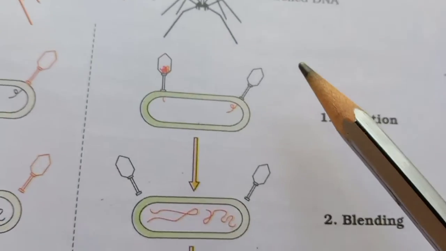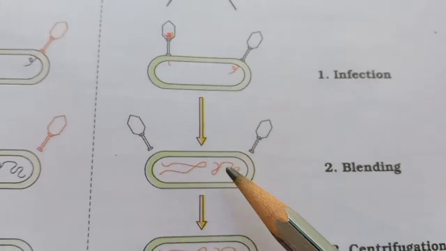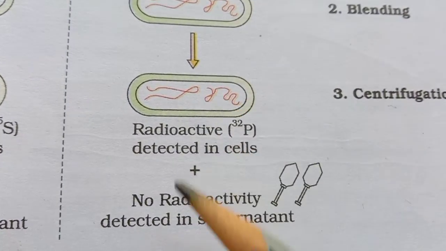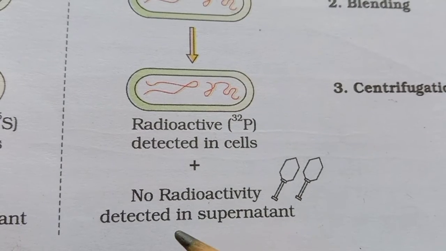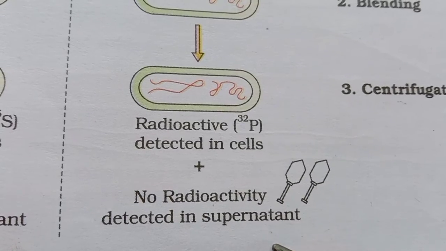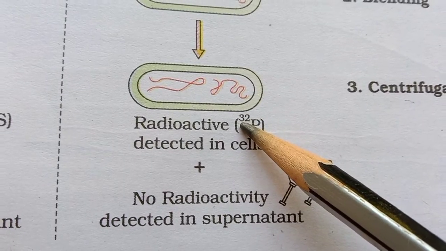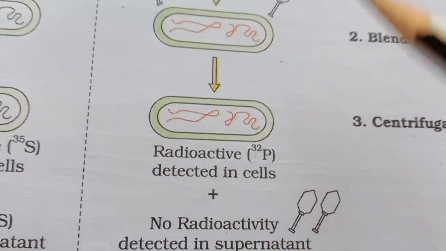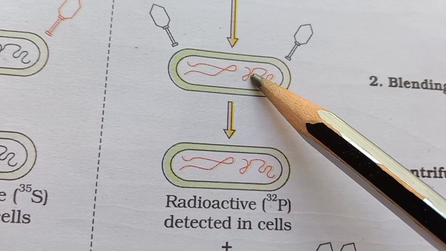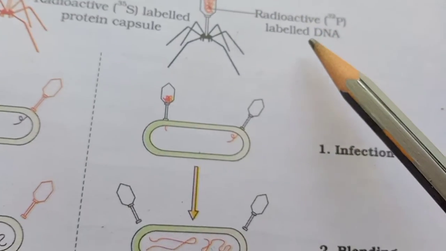Now in the second case, where the DNA has the radioactive phosphorus, after the blending and the centrifugation, radioactive phosphorus is detected inside the cells. No radioactivity is detected in the supernatant. The pellet is the bottom part after centrifugation. The supernatant is the upper part. So in the pellet, radioactivity has been shown. This shows that something radioactive entered inside the E. coli and divided, right? So the genetic material entered. That genetic material is DNA.